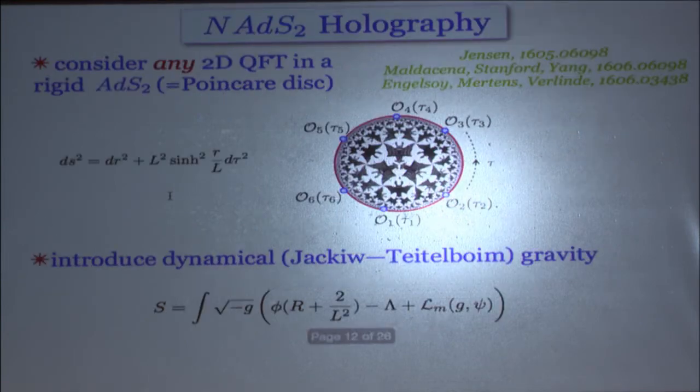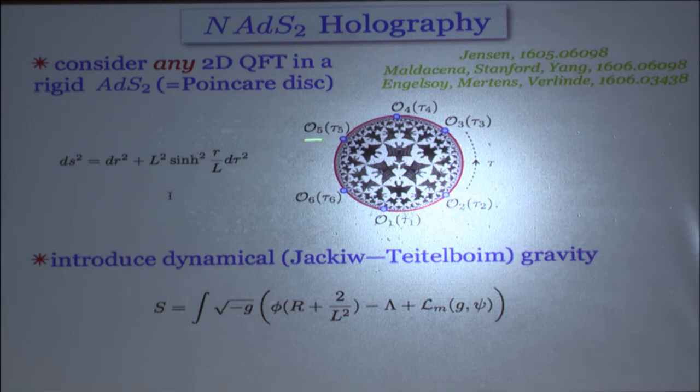But the crucial hint for what we're supposed to do came from developments in near-AdS2 holography. It was a very confusing subject for a number of years, but a couple of years ago it was understood what the correct way to think about it is. The construction goes as follows. You start from quantum field theory in a rigid AdS space without gravity. Then, if you introduce dynamical gravity, which is Jackiw-Teitelboim gravity, written here, a very specific model of dilaton gravity in 1+1 dimensions, I'll talk more about it later, then the claim is that one knows what happens.